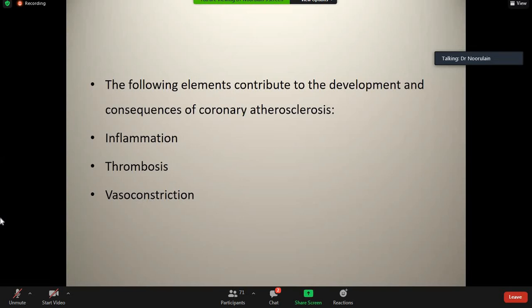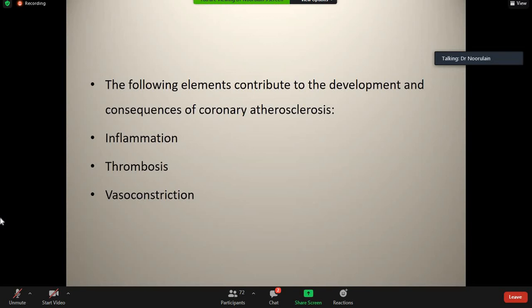An imbalance between the endothelial cell relaxing factors and contracting factors, and mediators released from the inflammatory cells, they all can lead to the vasoconstriction. So remember, these are the elements for the development of the coronary atherosclerosis. Inflammation plays an important role in all stages of this atherosclerosis.